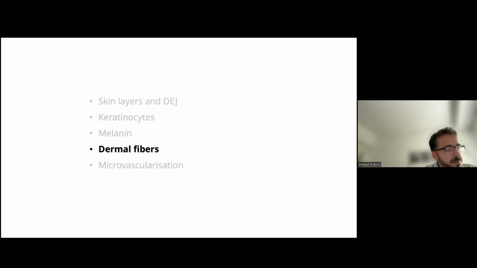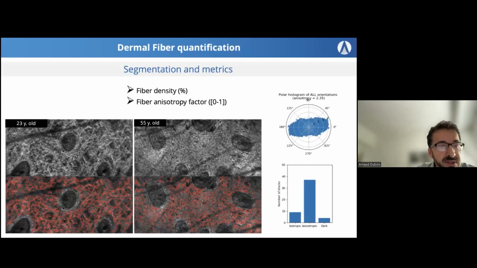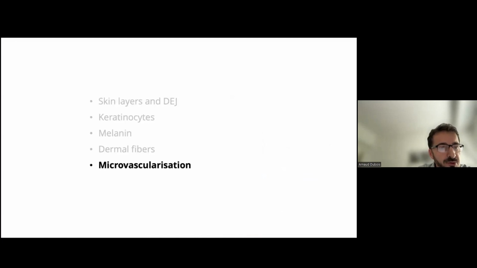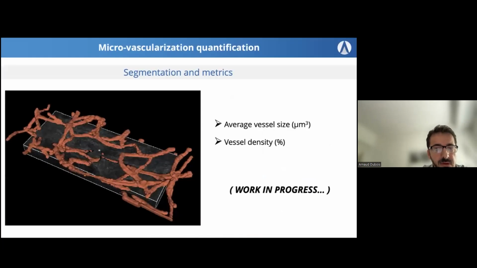Dermal fibers now. The dermal fibers can be segmented. We can calculate the fiber density and an anisotropy factor. On your left, you can see the fibers of a young skin, 23 years old, and on your right, the fibers of an older skin, 55. So the difference is obvious. We are currently working on the segmentation of blood vessels in skin, but this work is still in progress.